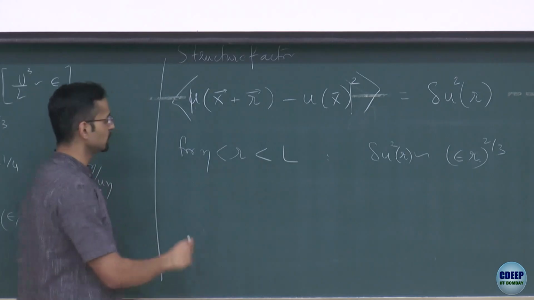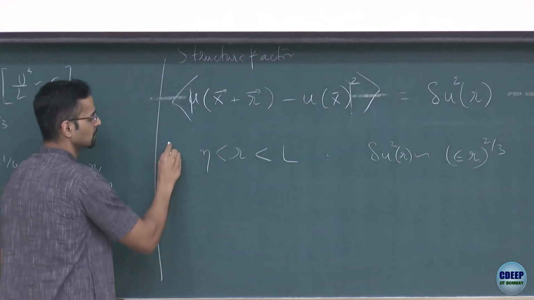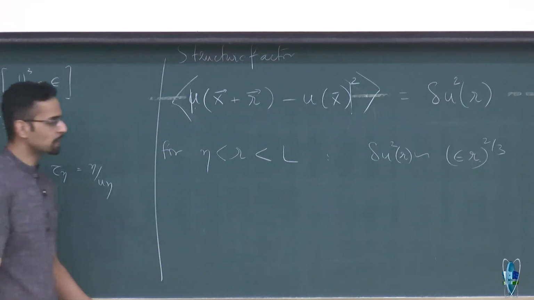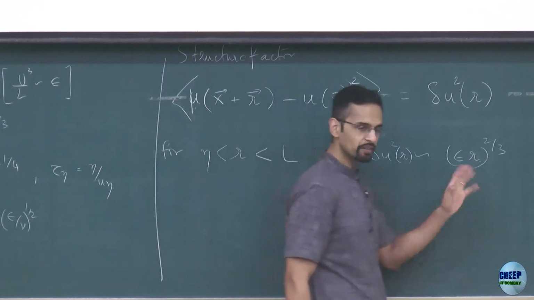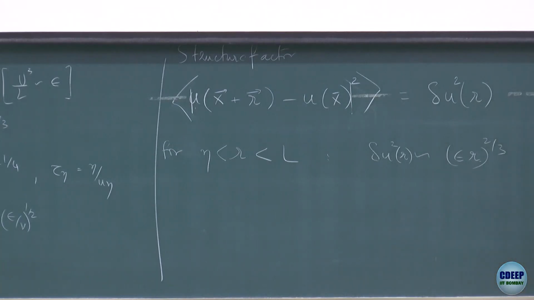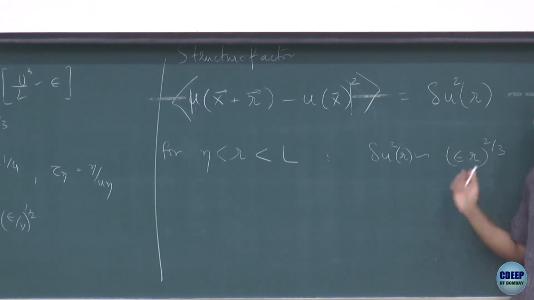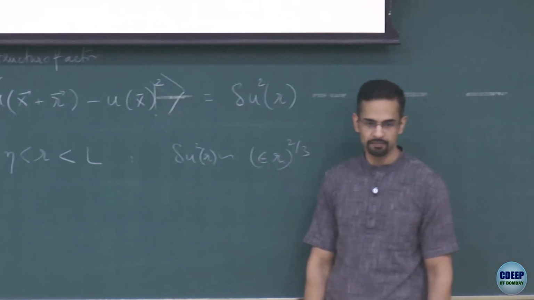If I go smaller than eta, then the flow will become smooth and this delta u squared will go like r squared. But if I'm in this inertial range, I should see this behavior: r to the 2/3.